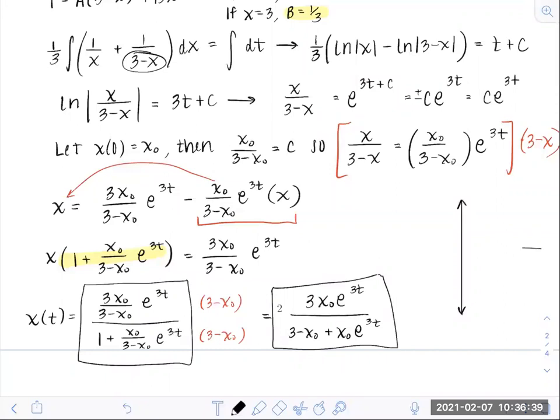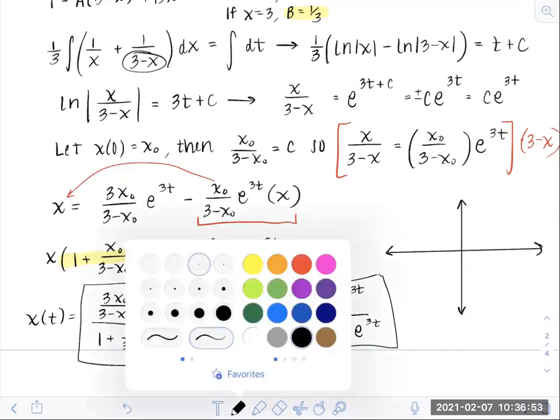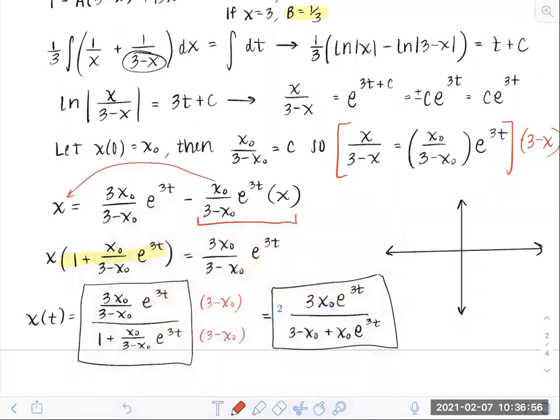So I'm going to draw a set of axes. And what I'm going to do is sketch in the equilibrium solutions. So you'll recall that we had X equals 0 and X equals 3. I'm going to sketch those in red, and I'll label them x equals 0 and x equals 3. And the question is, what do all of the solution curves look like above and below those lines?